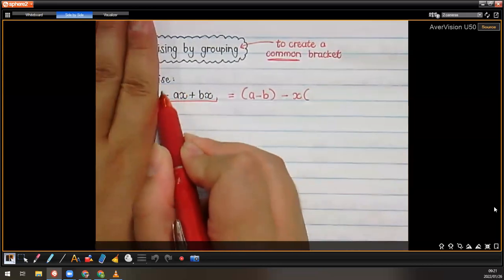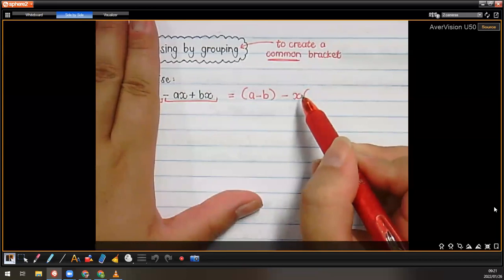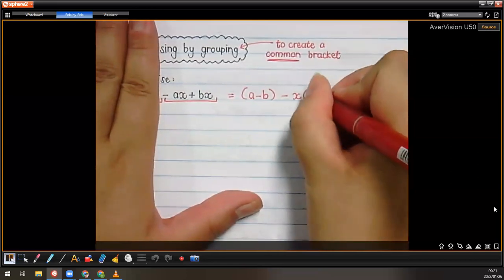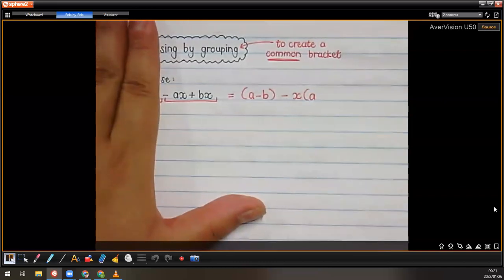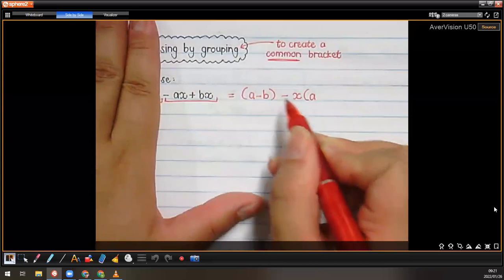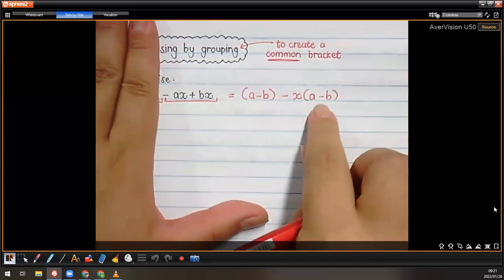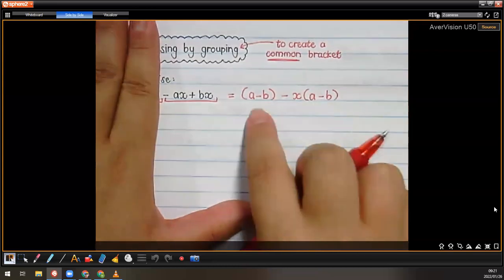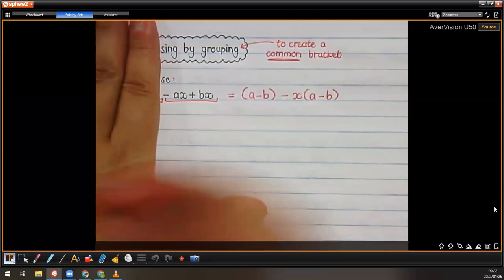So what is negative ax divided by negative x? A, good. Positive a, right? Which is what we want. We want the same as in this bracket. And then what is positive bx divided by negative x? Negative b, which is perfect. Now we have a common bracket. Okay, that is the purpose, guys. That's what we're practicing every time.